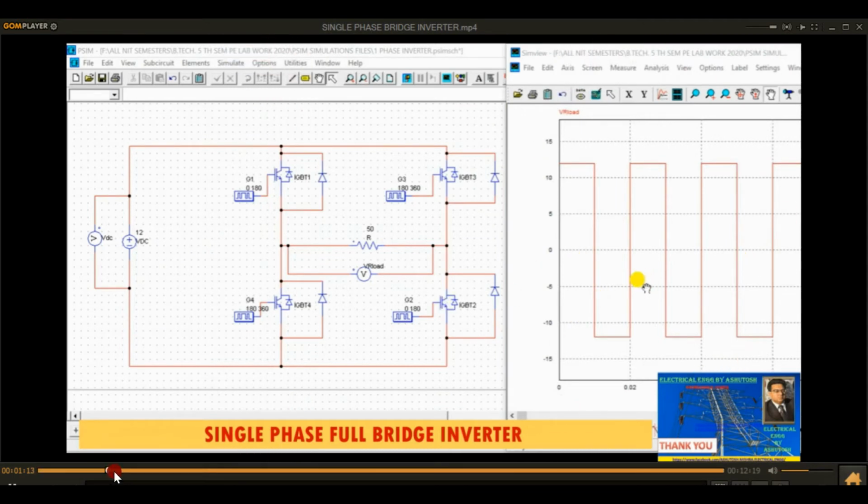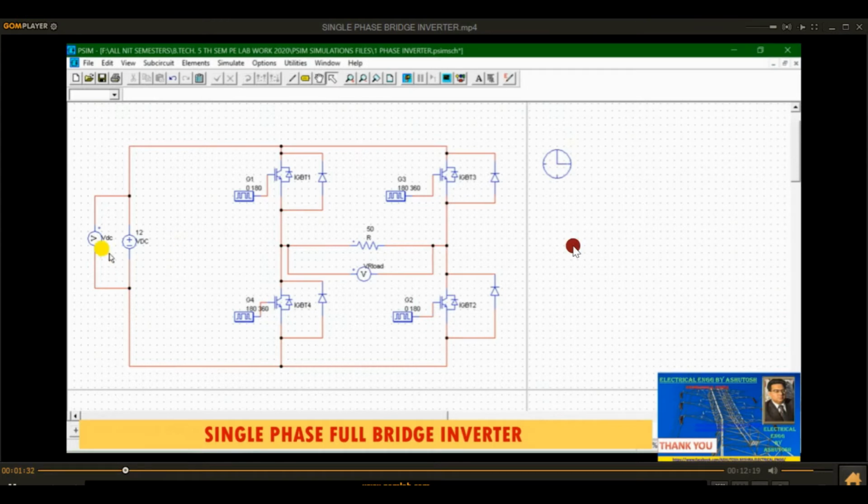Basically, the single phase full bridge inverter is a voltage source inverter, and this inverter does not require a 3-wire DC input supply. As you can see over here, this is the DC input supply we have. I have connected it here, and the requirement of this source is a 2-wire DC input power source, and the output frequency can be controlled by controlling the turn off and turn on time of the thyristor.